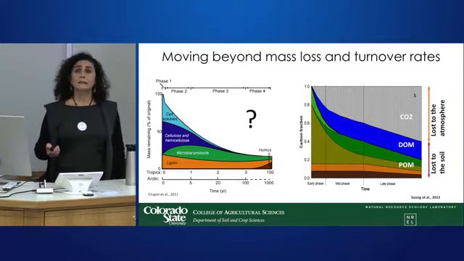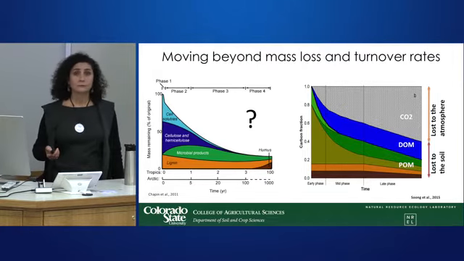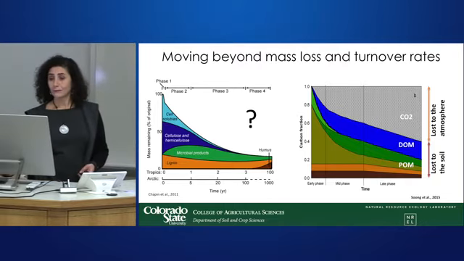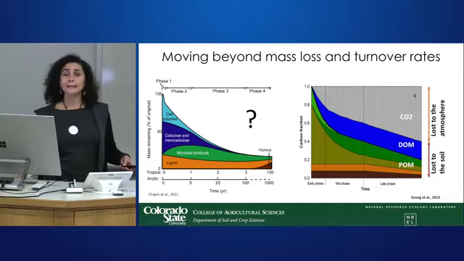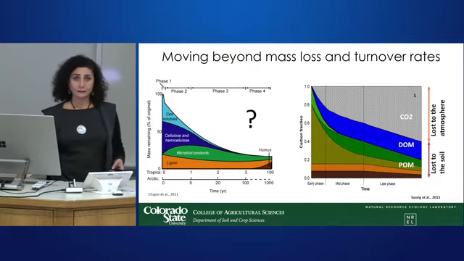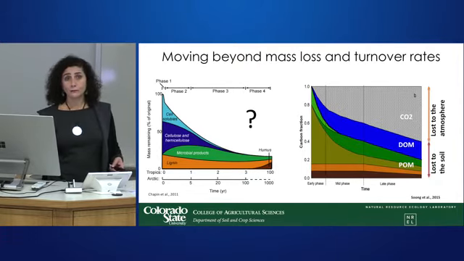So what is missing in this picture? Where does that go? We don't know where basically 80% of the plant material goes. And what's the assumption? I guess the assumption is that it's entirely mineralized to CO2.